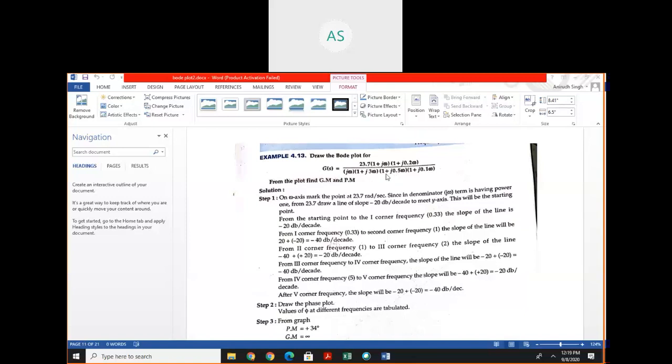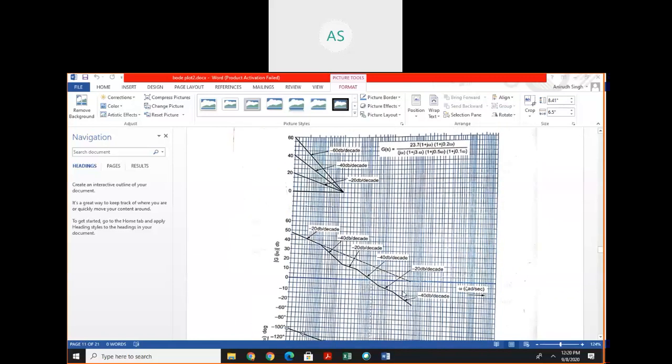Next corner frequency is 2, and at this corner frequency one pole is added, so slope changes from minus 20 to minus 40, and then this zero is added at corner frequency 5, so slope changes from minus 40 to minus 20, and at corner frequency 10 radians per second, one pole is added, so at this corner frequency slope changes to minus 40 dB.